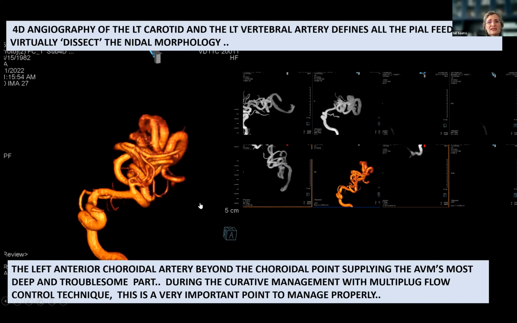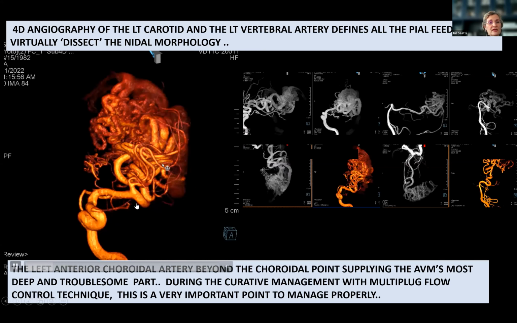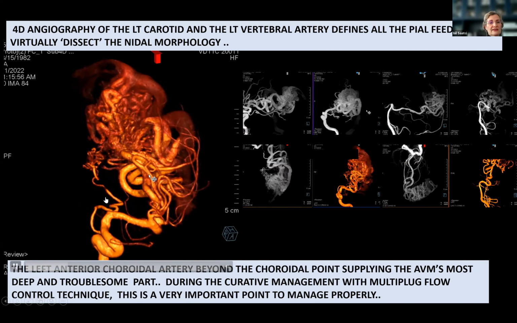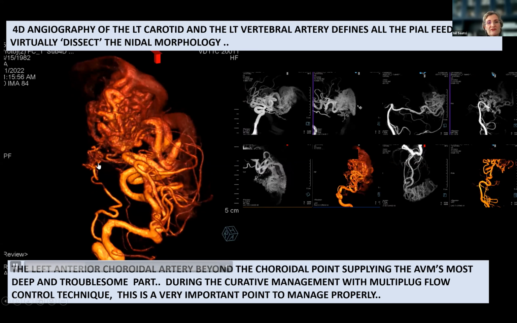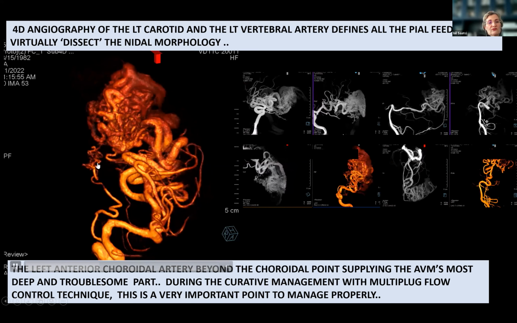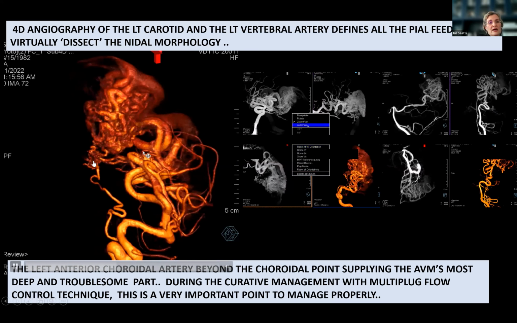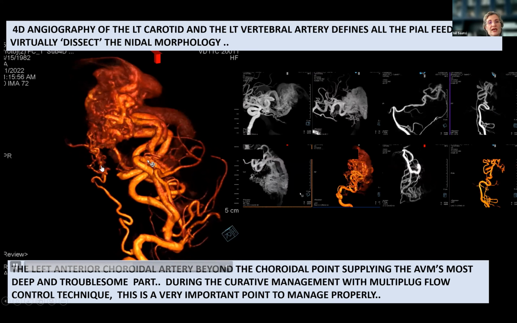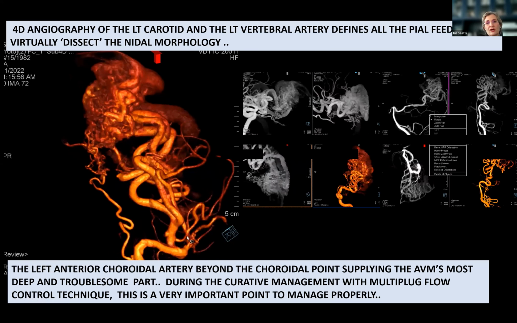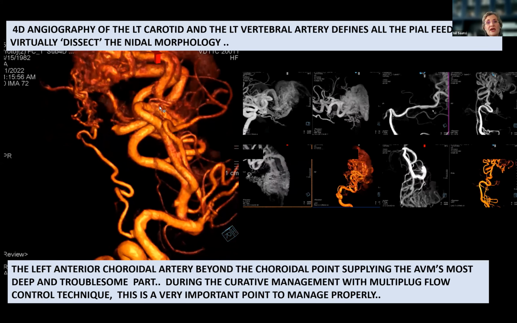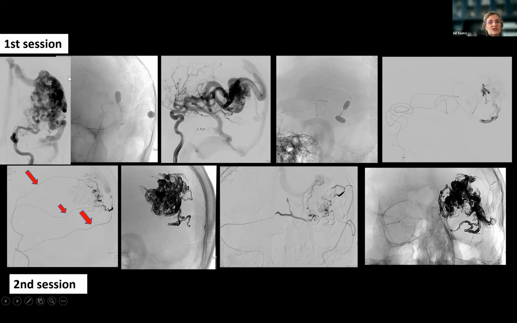So these are the 4Ds again. Anterior choroidal had a contribution to the AVM as well. And on 4D, we realized that it has deep drainage, and it is not a grade 4, but 5. And in the first session, we went for the high flow part, the MCA part, with 2 microcatheters to decrease the flow, to reduce the number of feeders.